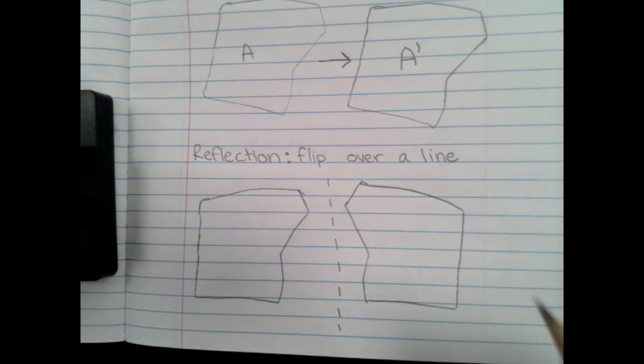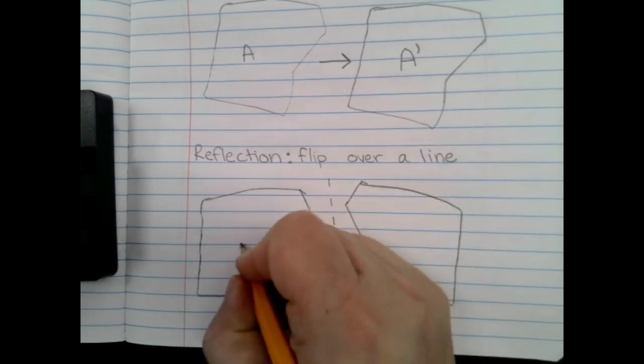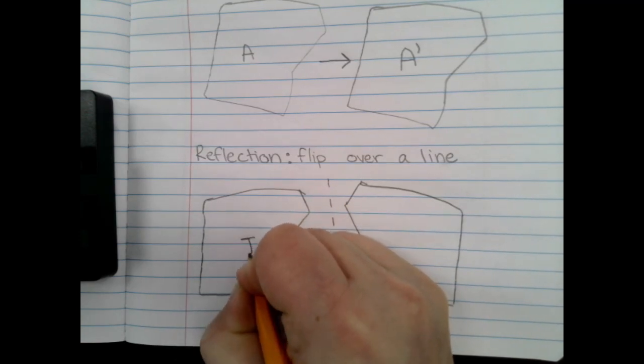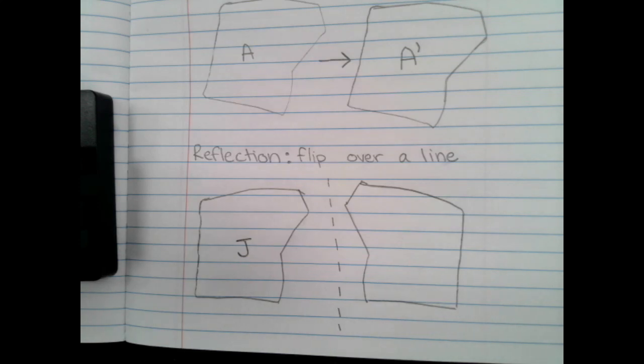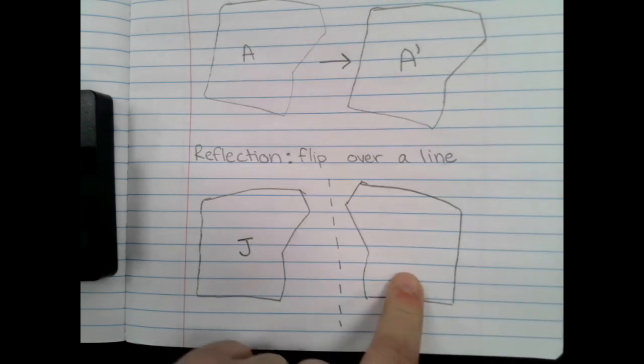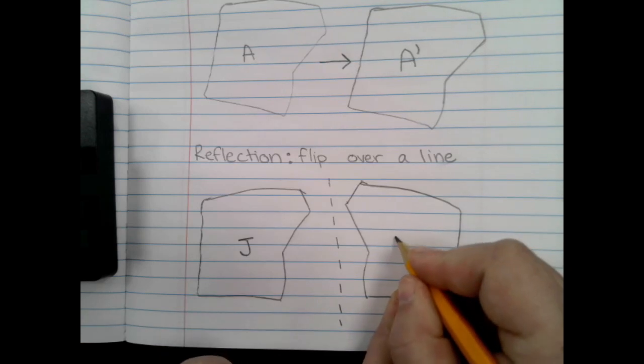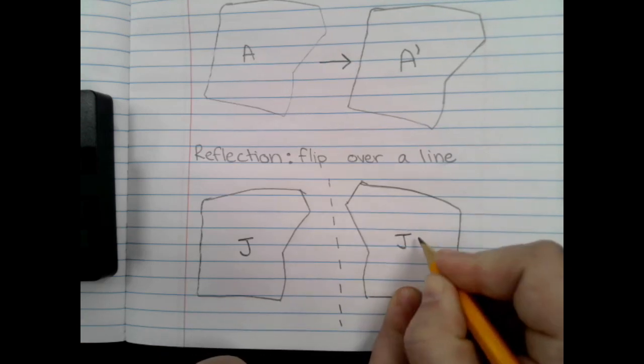All right, let's call this one, I don't know, J. So J is our pre-image. And then what would be our image? Good, J prime.